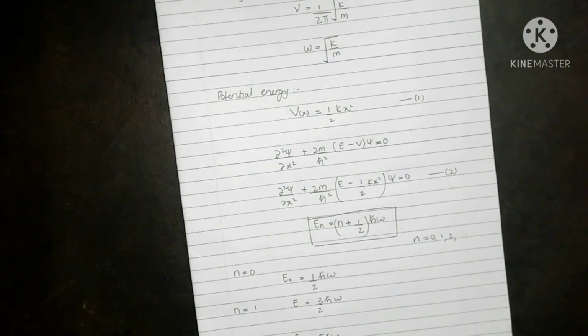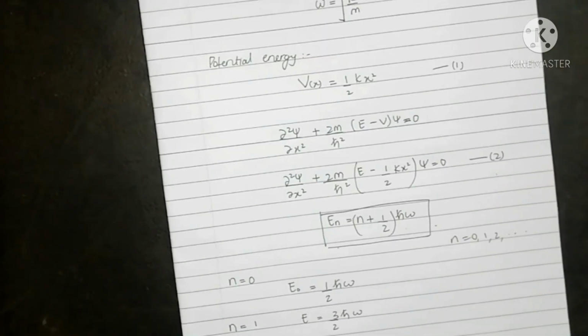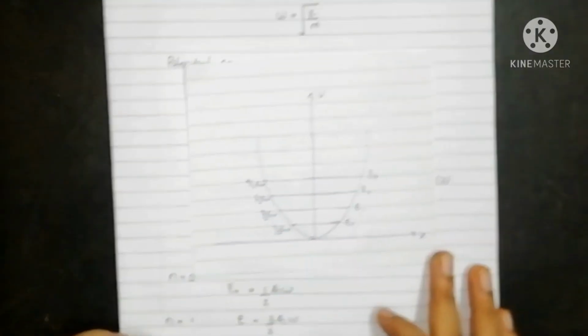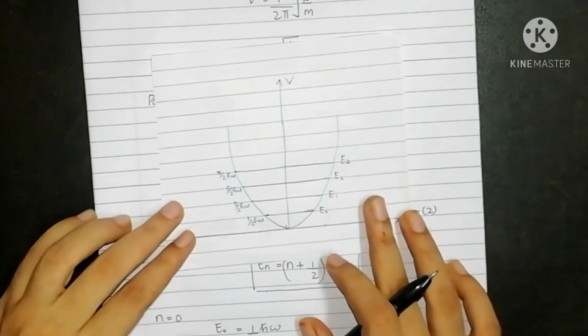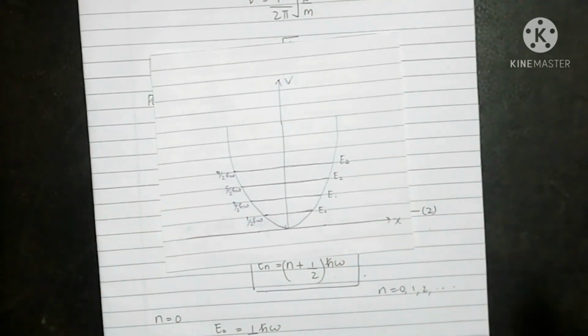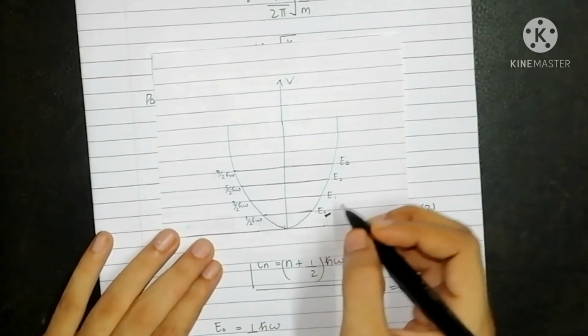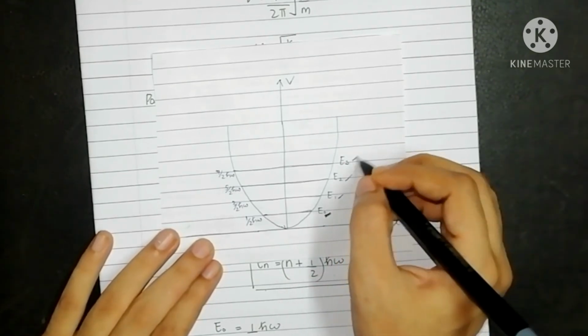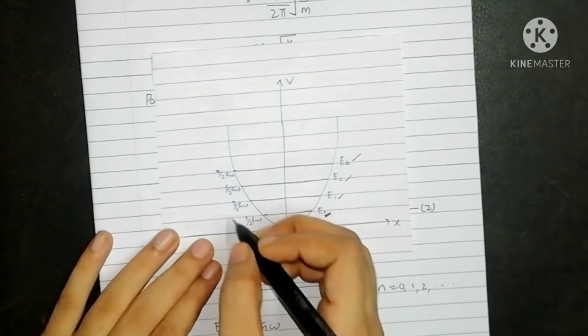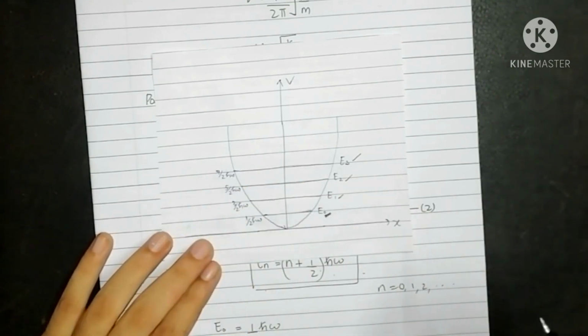Thus, the quantum mechanical linear oscillator exhibits a discrete series of energy. If you plot a graph, it will look somewhat like this. I hope you are able to see this. This is our first energy, that is the lowest energy E0, then E1, E2 and E3, and these are their corresponding values.